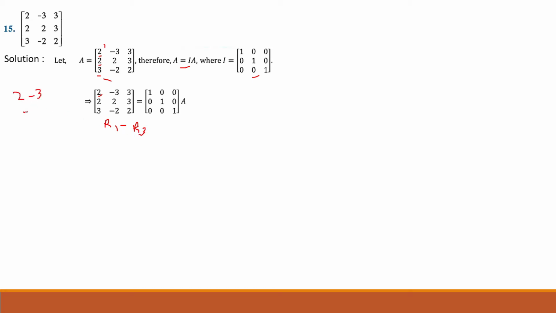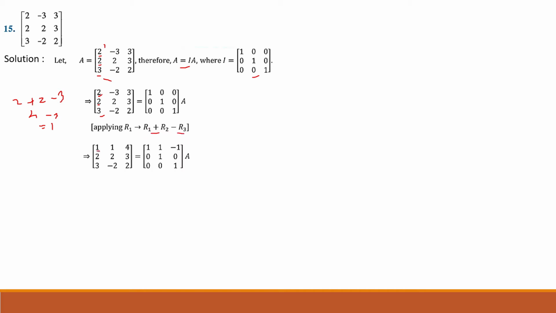But in this case if we do R1 minus R3, that is 2 minus 3 which is minus 1. So we don't want minus 1 here, we want 1 here. So for that, what we can do is, here is 2, here also it is 2, 2 plus 2 is 4 and 4 minus 3 is 1. So the transformation we can do here is R1 plus R2 minus R3. So this element becomes our 1. Similarly for this also it will be minus 3 plus 2 minus 2 which is 1 and 3 plus 2 minus 2 which is 4. And same transformation for this matrix, it will be 1, 1 and minus 1.